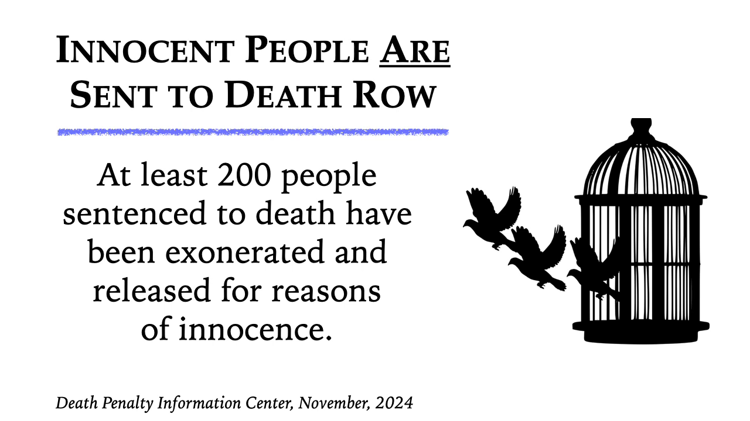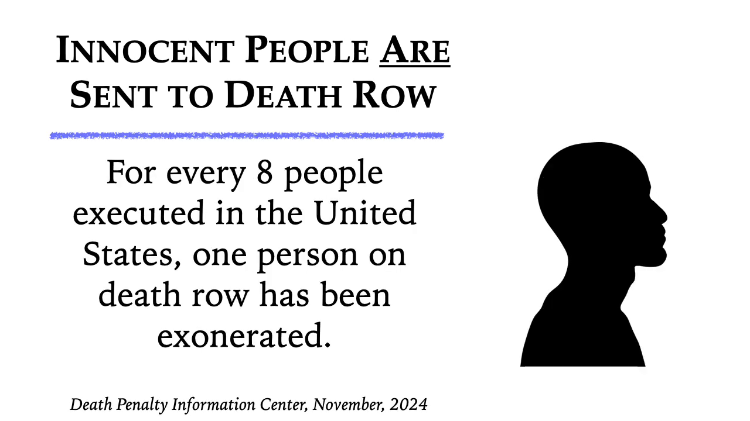Now, if this were a rational decision, we would have abolished the death penalty after the first 3 or 4 exonerations. We would have realized, hey, this is a very flawed system, and so we probably ought not to be doing this. So hundreds of innocent people are exposed to the risk of execution, and to think we catch them all before execution is just absurd. Another way to look at it is for every 8 people executed in the United States, 1 person on death row has been exonerated. So we have a serious problem of false convictions sending people to death row.